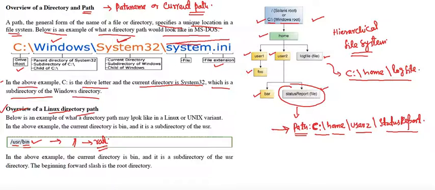In this example of a Linux or Unix variant, the current directory is bin. Bin is our current working directory, and it is a subdirectory of the user directory. The beginning forward slash is the root directory, so this represents the root of a file system. So this is all about the directory path. Thank you very much.